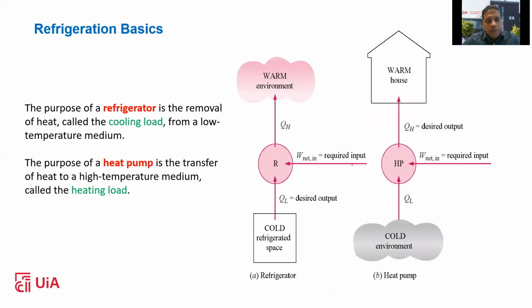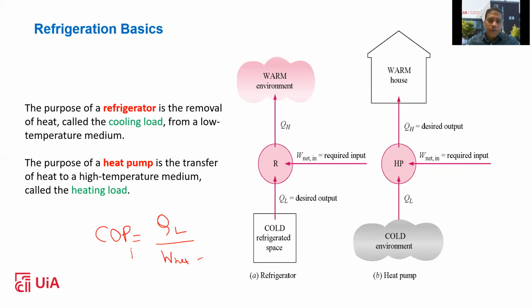As you know, the main thing about this refrigeration cycle is to know the COP, or what the COP of this refrigeration cycle is. For the refrigerator, the COP, the coefficient of performance, is the desired output, the QL, divided by the required input, the work you are providing to the refrigerator. That means W net.